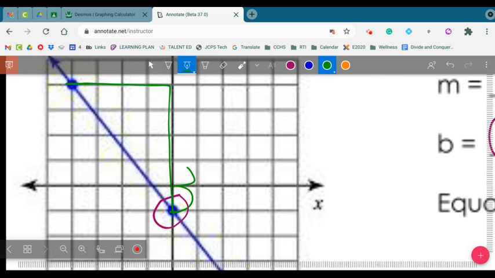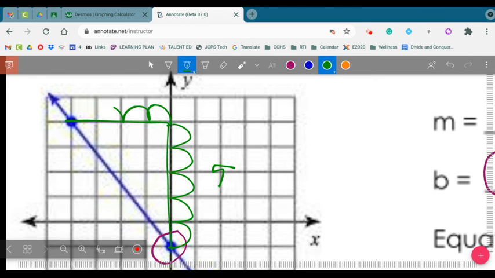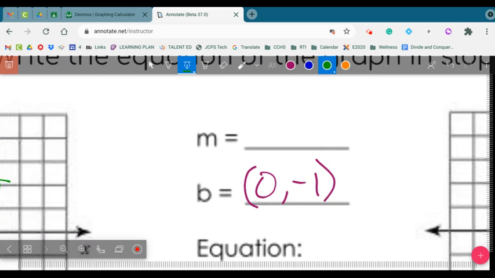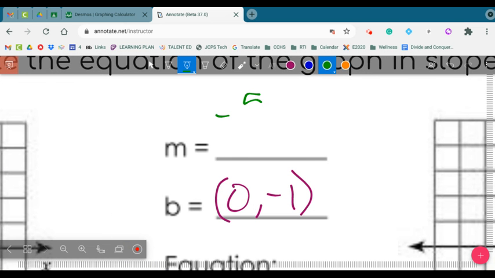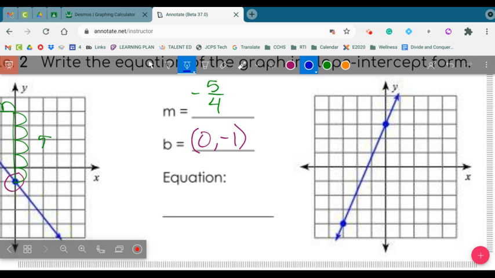So we're just going to use those. We're rising 1, 2, 3, 4, 5, and running 1, 2, 3, 4. These are negative because it's going down. So -5/4 is your slope. Put these two into the equation. You get y equals -5/4 x minus 1.